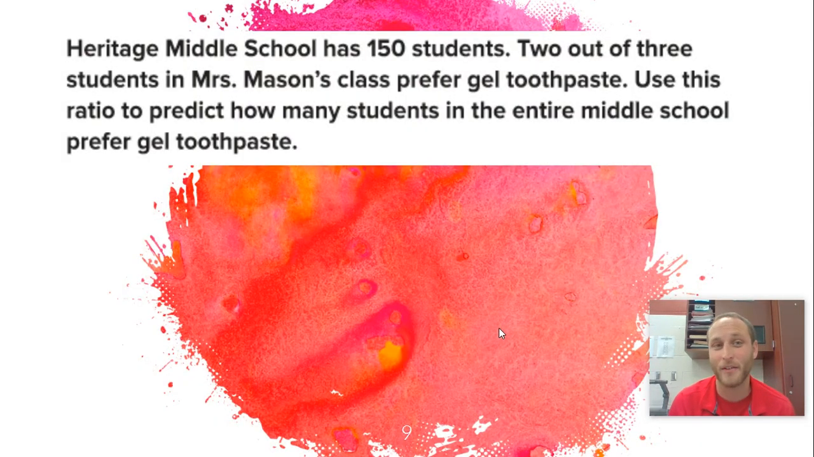All right, that was kind of a lot, but let's do a couple more examples here. It says Heritage Middle School has 150 students. 2 out of 3 students in Mrs. Mason's class prefer gel toothpaste. Use this ratio to predict how many students in the entire middle school prefer gel toothpaste.